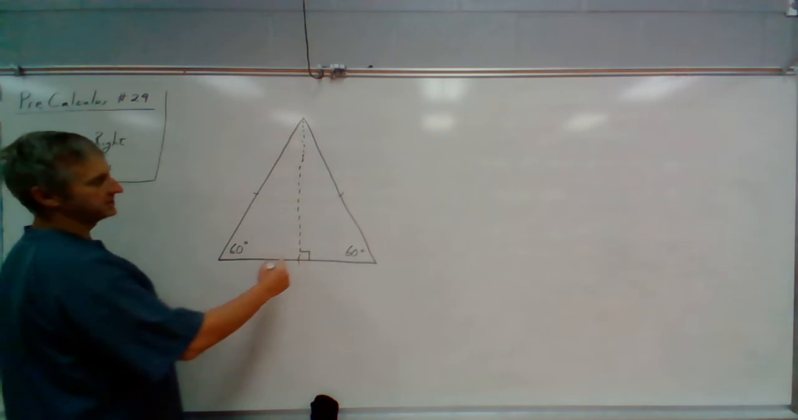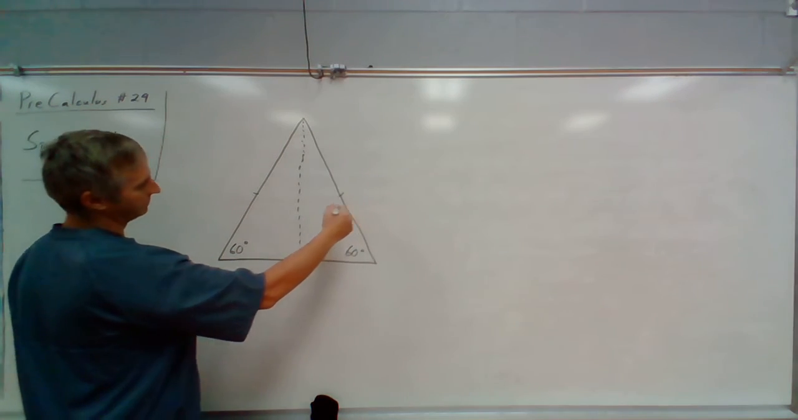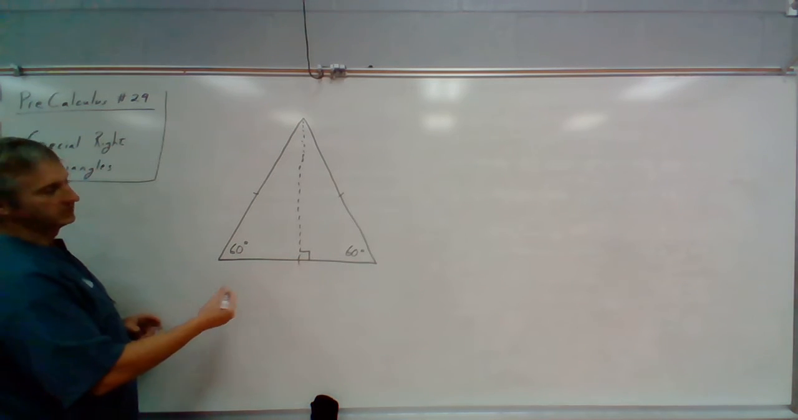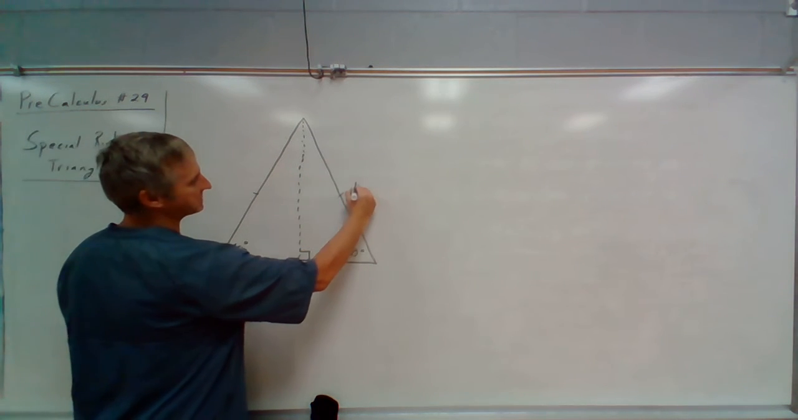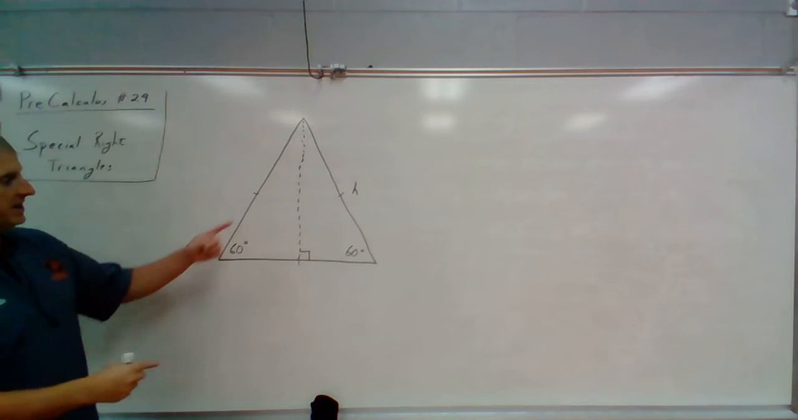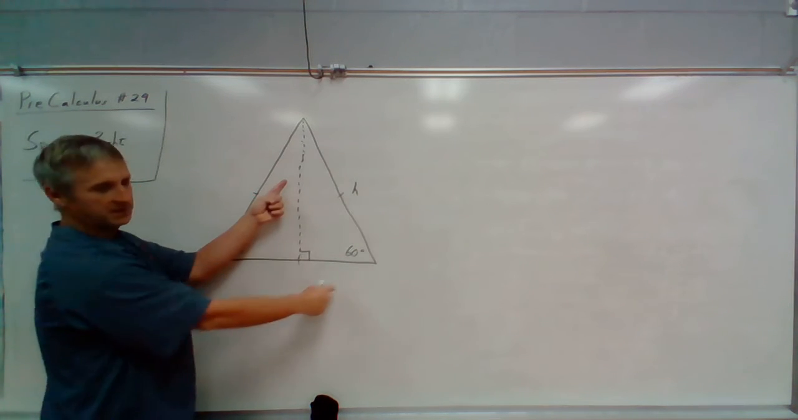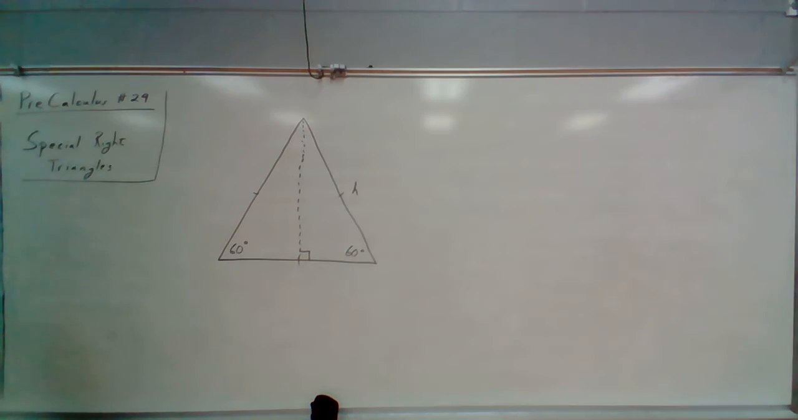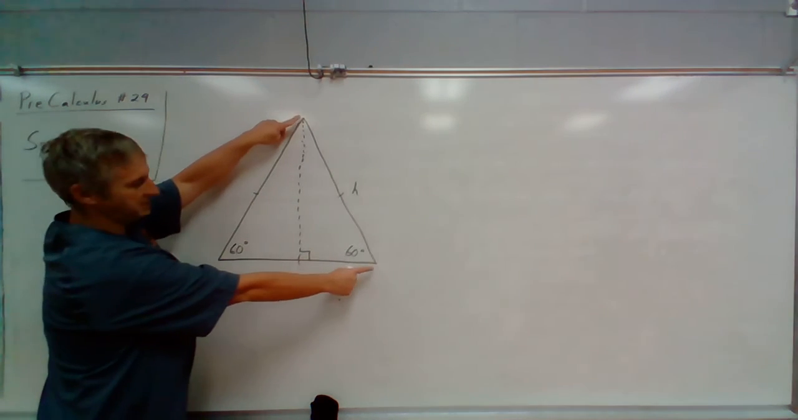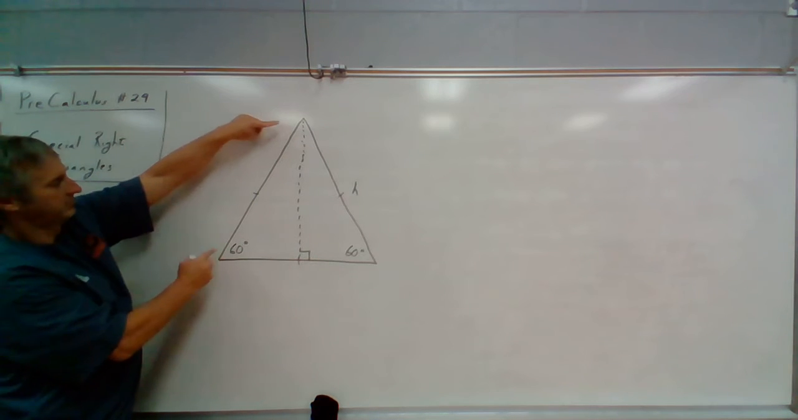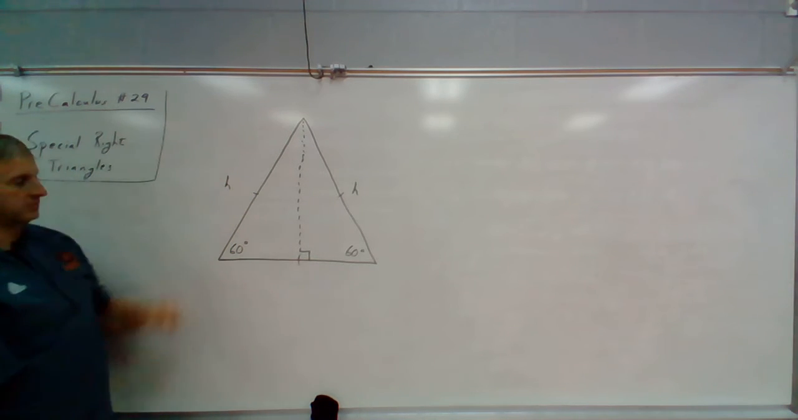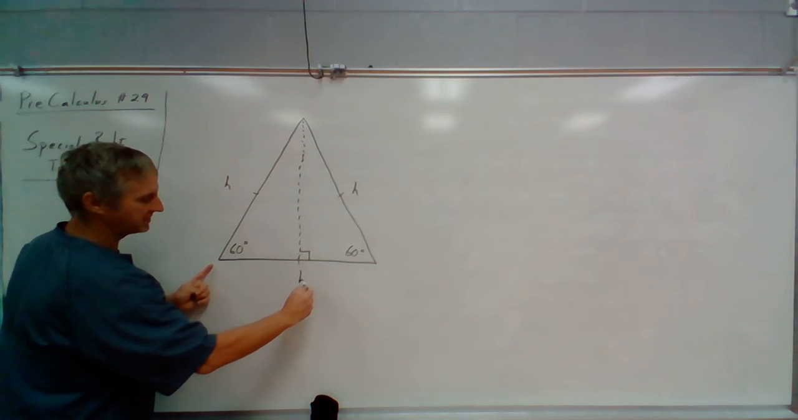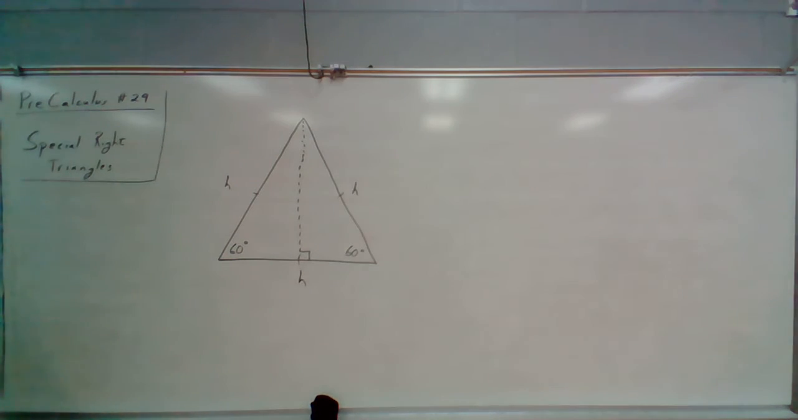So let's say that this is side, well, let's see, what do we want to call it? Let's call it H. And I'm calling it H because notice that this side is the hypotenuse of the triangle on the right. So if this whole side is H, how long is this side? Now this side would also be H. How long is this side? Well, it would be h, all the way across.